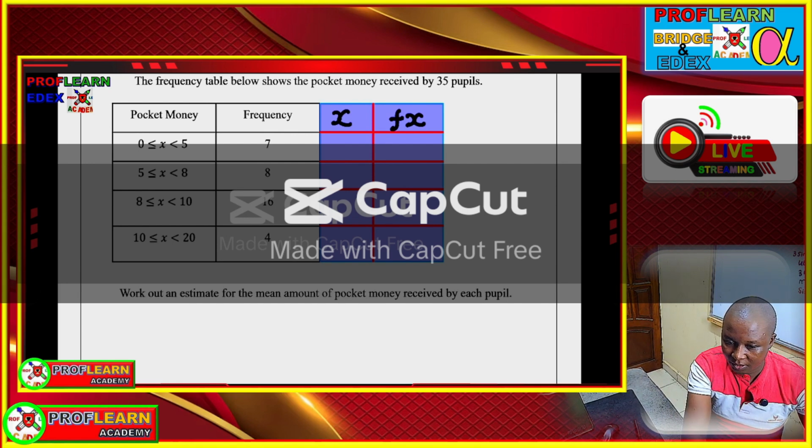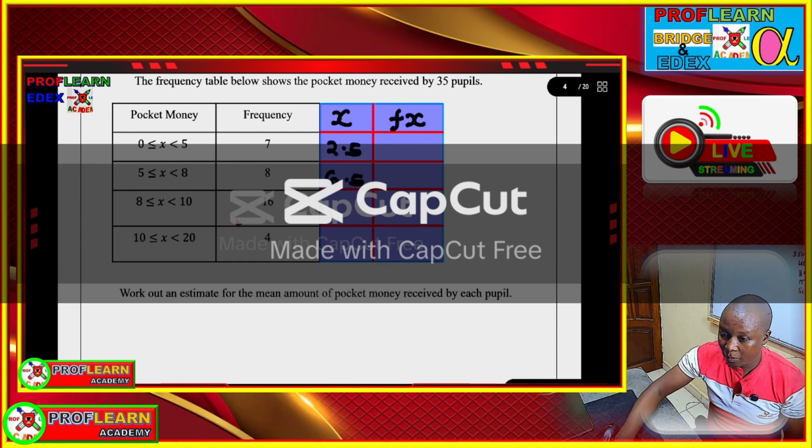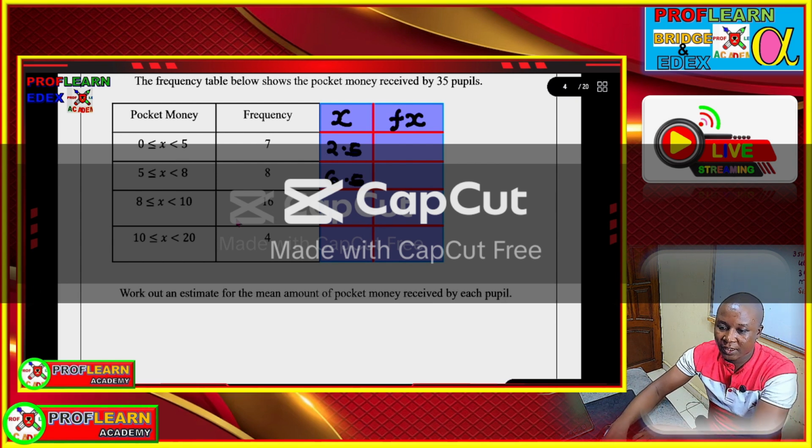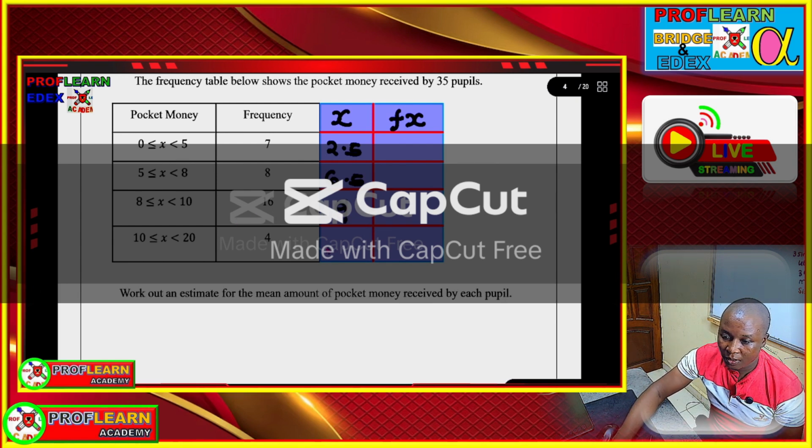Okay, I think it's taking long to display. This is 2.5. 5 plus 8 divided by 2 will be 6.5. And this is going to be 9. And the last one is 10 plus 20, which is going to be 30 divided by 2, which is going to be 15.